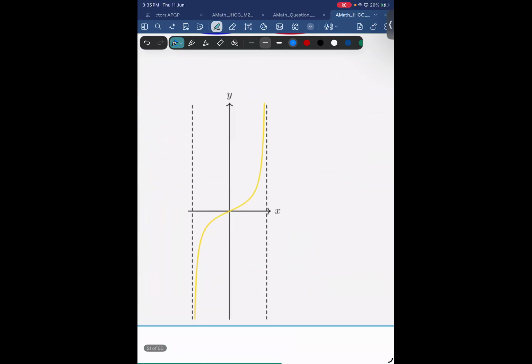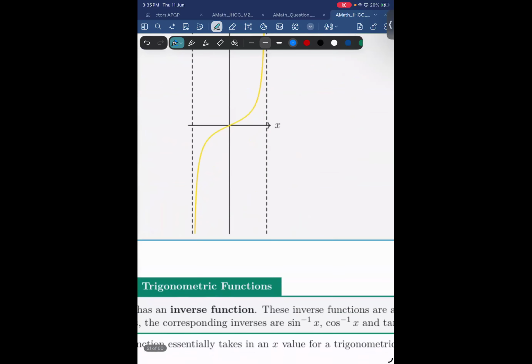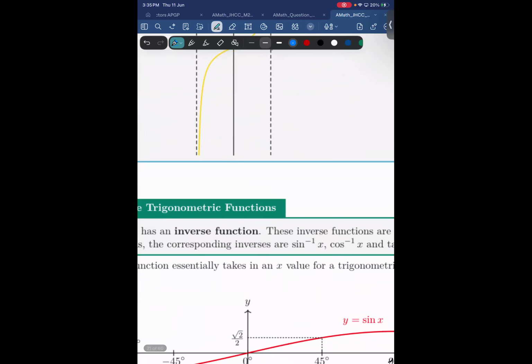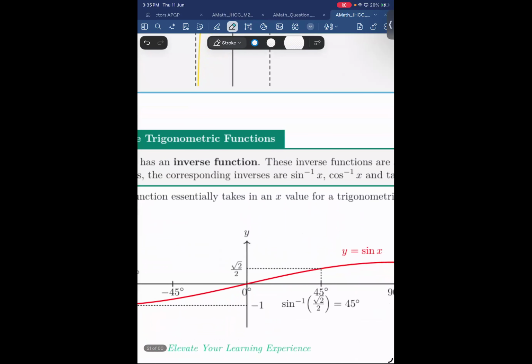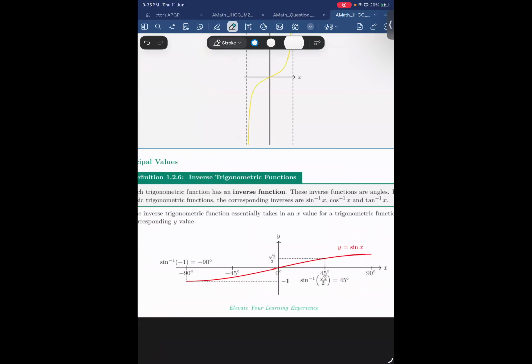Okay. Then now we move on to this concept called the principal value. Well, I'm sure you've seen trig functions and this thing called inverse. So these inverse functions actually give you some angles. So the graph looks like this. What the inverse trig function does is you give it a number, it will spit out an angle. For example, if I put in sine inverse -1, it will actually give you -90. So if you put in a number, it will give you an angle.